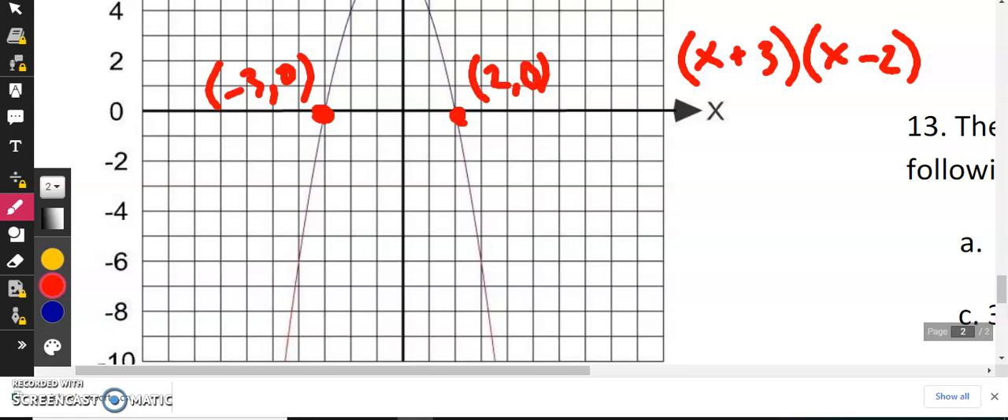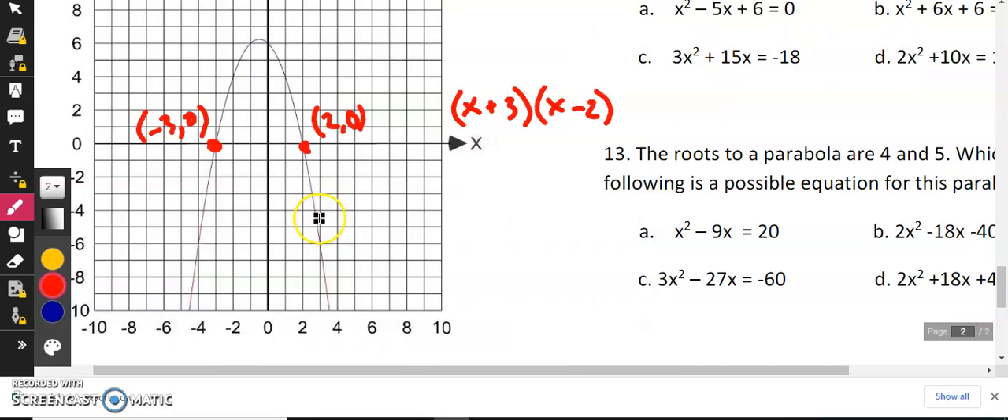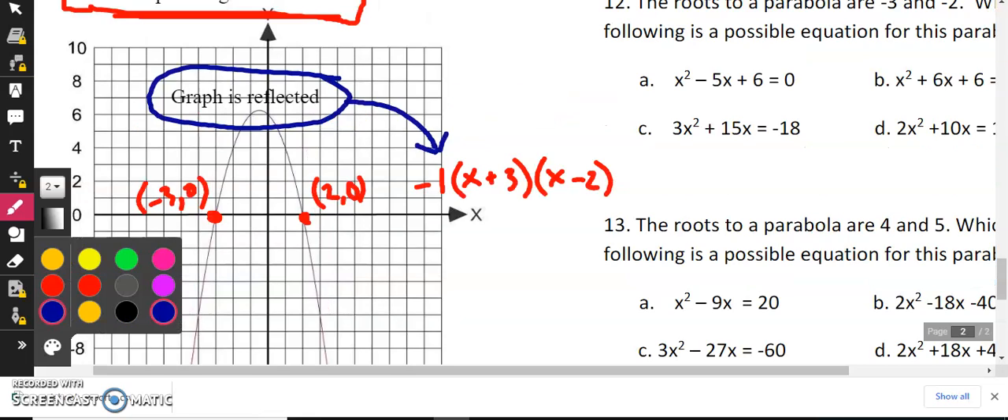And so the only other thing that I need to watch out for is that this time my parabola has been flipped. So since the ends of the parabola are pointing down, that means my parabola has been reflected, which means I need a negative 1 in front of the parentheses. So once again, if my graph is reflected, if it's facing down instead of up, I need an extra negative 1 in front of the parentheses.